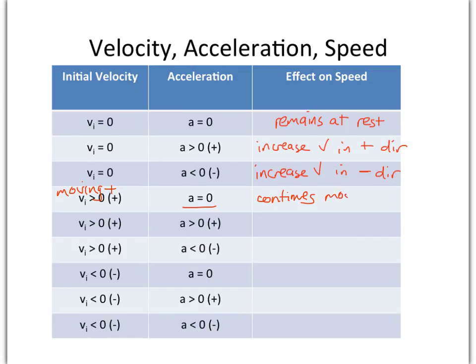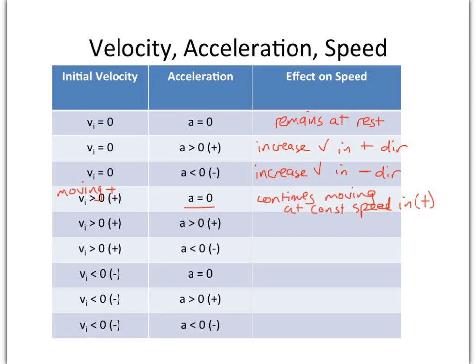or continues moving, and this is important, at a constant speed. Speed in the positive direction. All right, so it does not change its speed. It maintains this initial velocity right here. All right. So we have an initial velocity greater than 0 here, but we also have a greater than 0 acceleration.